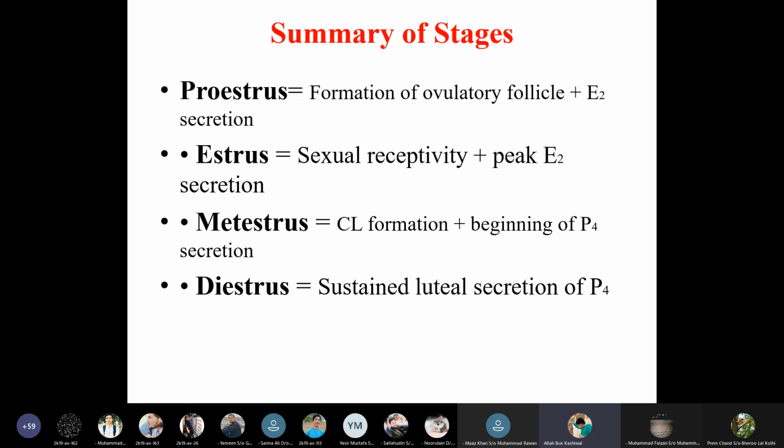The diestrus period varies. So therefore, in the proestrus, you see the formation of ovulatory follicles and estrogen secretions increase. In the estrous stage, sexual receptivity increases, and the peak of estrogen level is achieved. Whereas in the metestrus, corpus luteum formation occurs and the beginning of progesterone secretion starts. In the diestrus, sustained luteal secretion of progesterone is maintained.